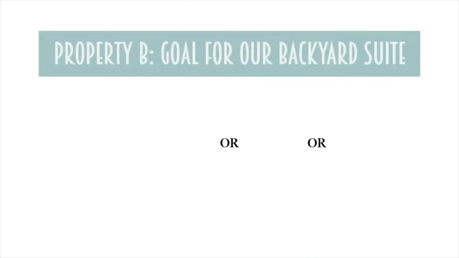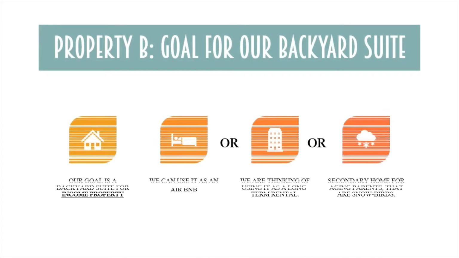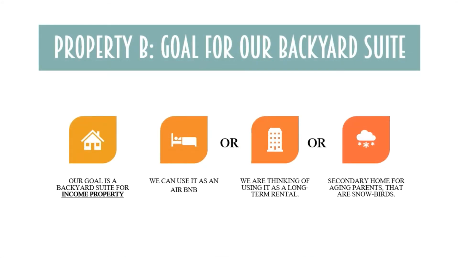But for our other property that we're looking to buy, we're going to be completely income focused. And for our income focused suite, we're looking at these options. We could use it as an Airbnb, or we can think about it as a long-term rental, or how about as another residence for our aging parents, where they can be there 6 months out of the year, using the term snowbirds.